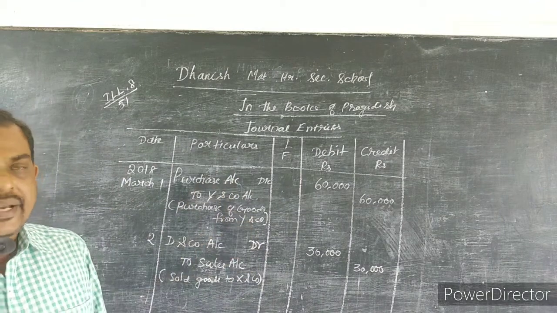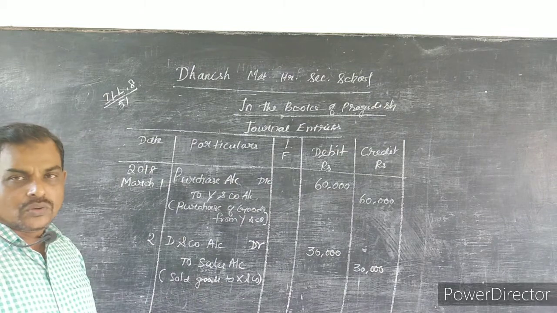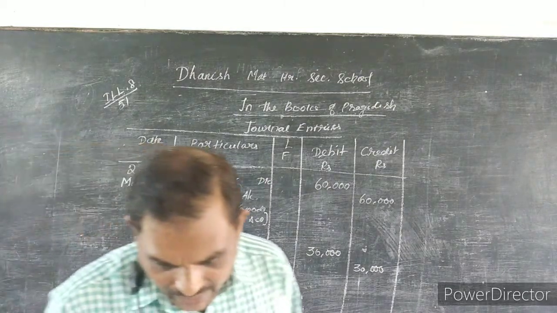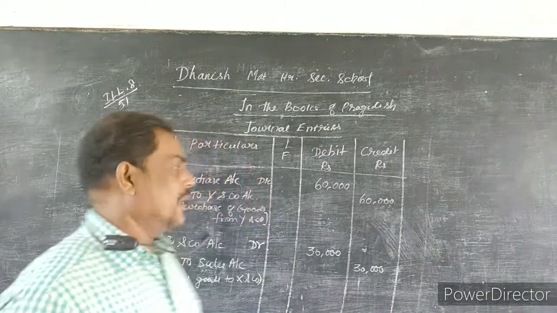So these are the two entries. First entry, second entry, leave one space. Here there is no space, so I will wrap and again write the third entry. What is the third entry? Paid Y and company through bank in full settlement.